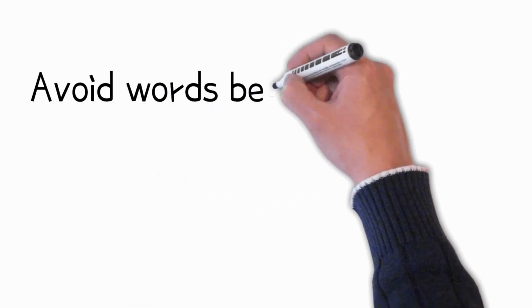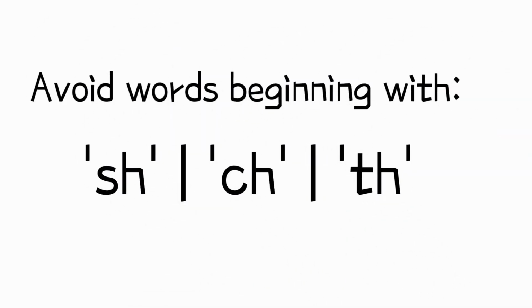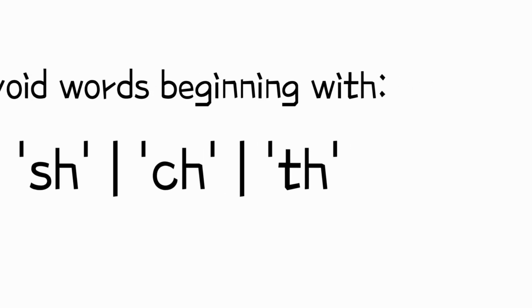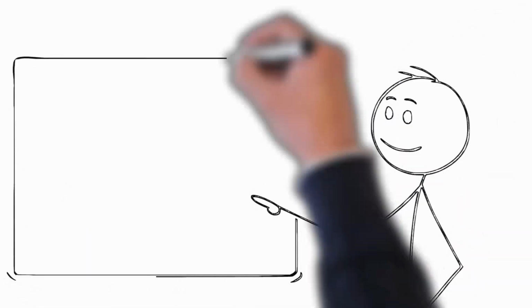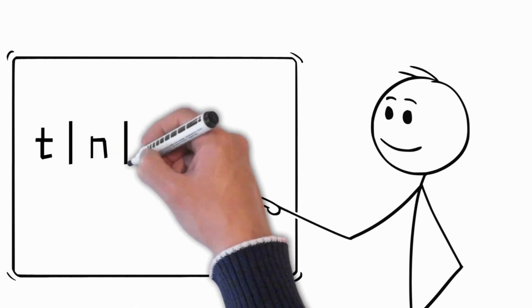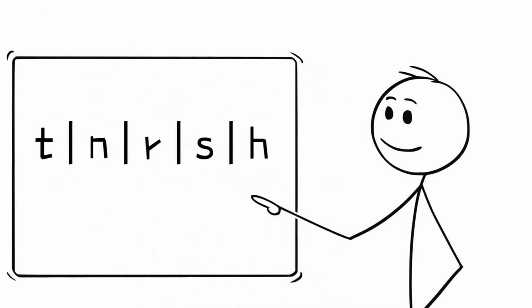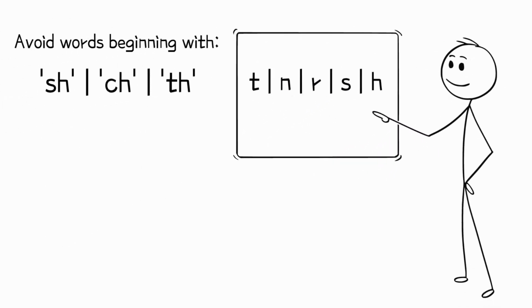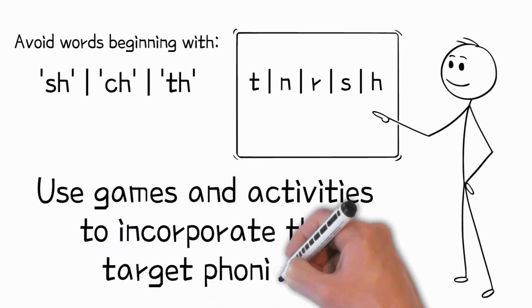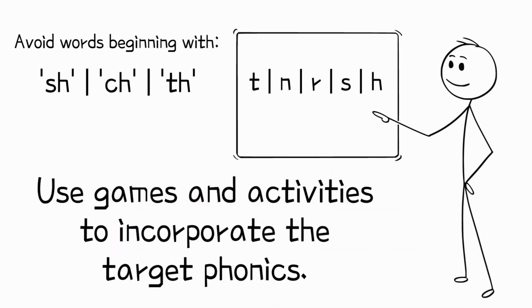At this point, it's a good idea to avoid words beginning with SH, CH, or TH. You can teach these double letter sounds once your young students have mastered the complete alphabet. Spend a further 3 lessons on these letters, but do not forget the ones you've already taught. Keep going back to them at regular intervals.